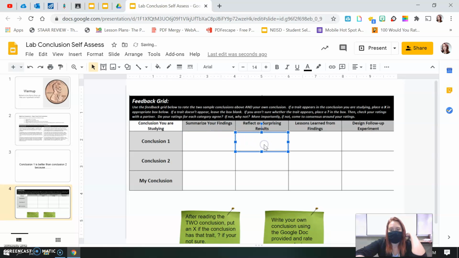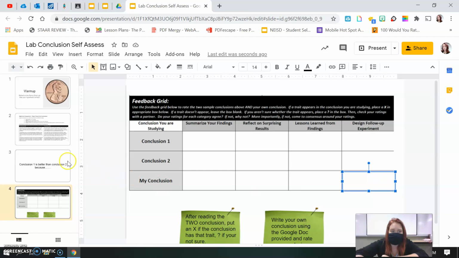And you'd move on. Does conclusion 1 reflect on the surprising results? Does it mention something interesting or surprising? X if it does, blank if it doesn't, question mark if you're not sure. And you're going to go through conclusion 1 and then go through conclusion 2. But you're going to leave my conclusion blank because you haven't created your conclusion yet. We'll create the conclusion together.